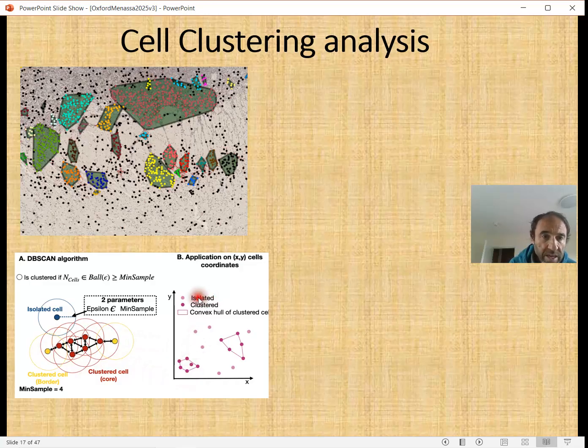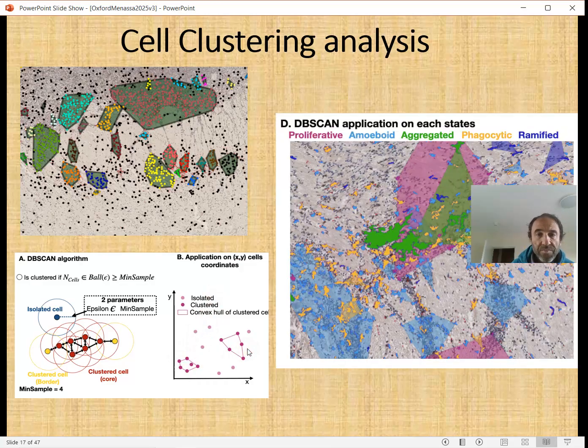And so you obtain in the end 2 types of cells: those that are isolated and those that are forming clusters. This is illustrated here, where we plotted this cluster in the form of a convex hull. And the color of the cluster is associated with these 5 different classes.